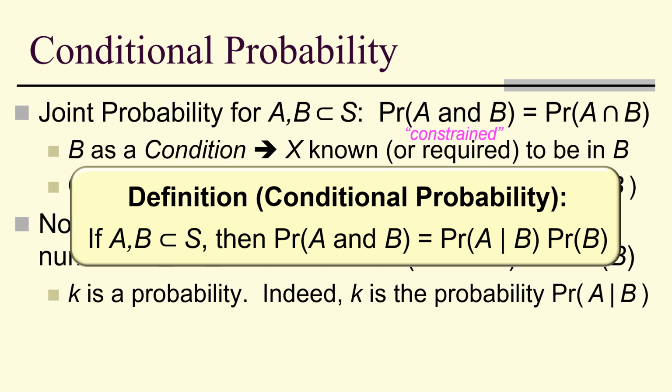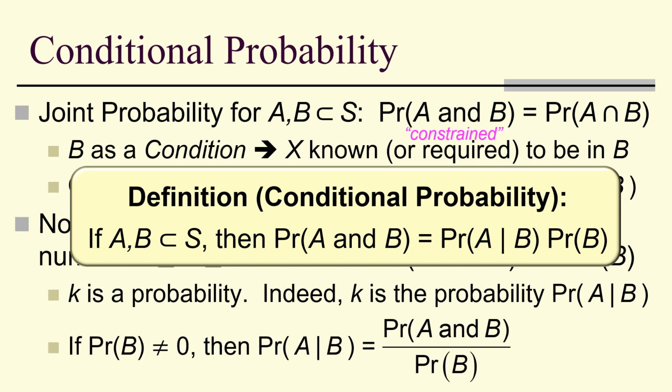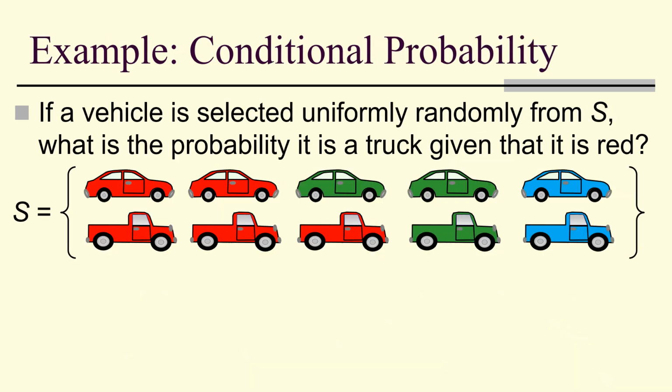If A and B are subsets of S, the probability of A and B, the joint probability, is the probability of A given B, the conditional probability, times the probability of B. And if the probability of B is not equal to 0, then it gives us a formula for calculating conditional probability.